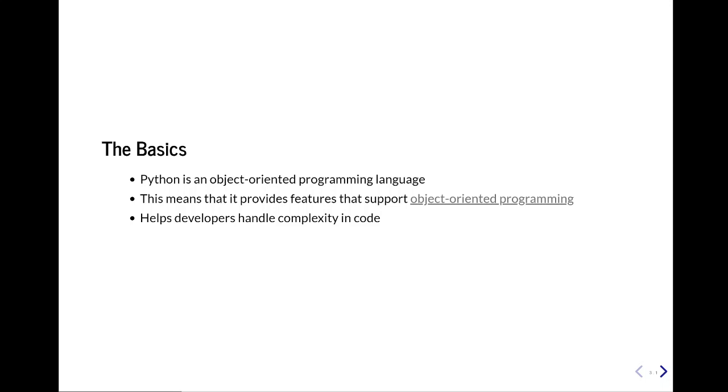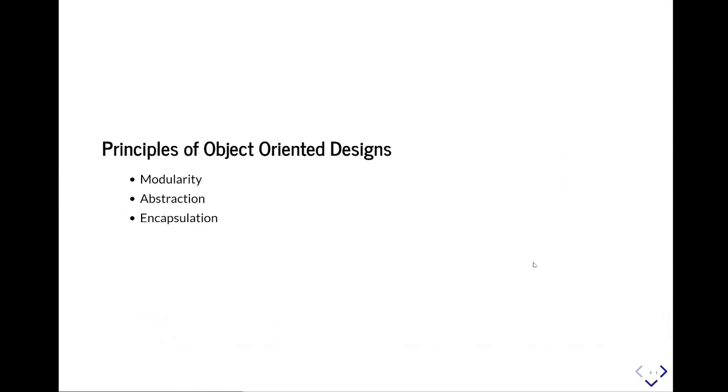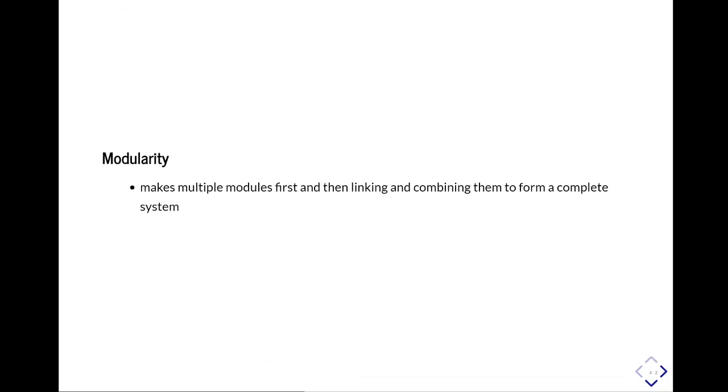So the basics before we get started: you need to know that Python is an object-oriented programming language. This means that it supports all the features of object-oriented programming design, and it helps developers handle the complexity of code. Our principles, there are 3 of them. We're going to look at modularity, abstraction, and encapsulation real quick. First, modularity: we're going to make up our package or our library of multiple modules, and we're going to link them to combine a full system.